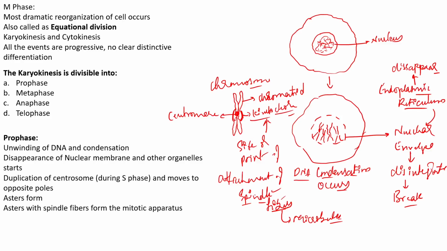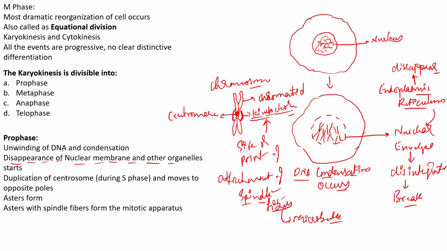So we can say that the spindle fibers are not attached to the centromere directly. Instead, they are attached to one particular structure called the kinetochore, which is present on the surface of the centromere. Here we can see that there is a disappearance of the nuclear membrane and other organelles.